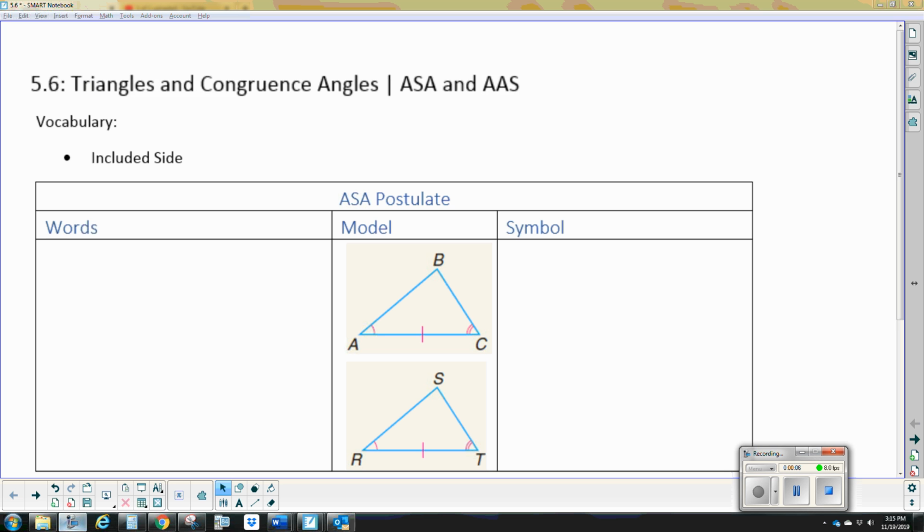And in this lesson, we're looking at triangles that are congruent using the two shortcuts, angle, side, angle, and angle, angle, side. So the first thing that we have to do is define the term included side. Last lesson, we defined the term included angle, which is an angle formed by two sides. Well, an included side is the side enclosed between two angles.